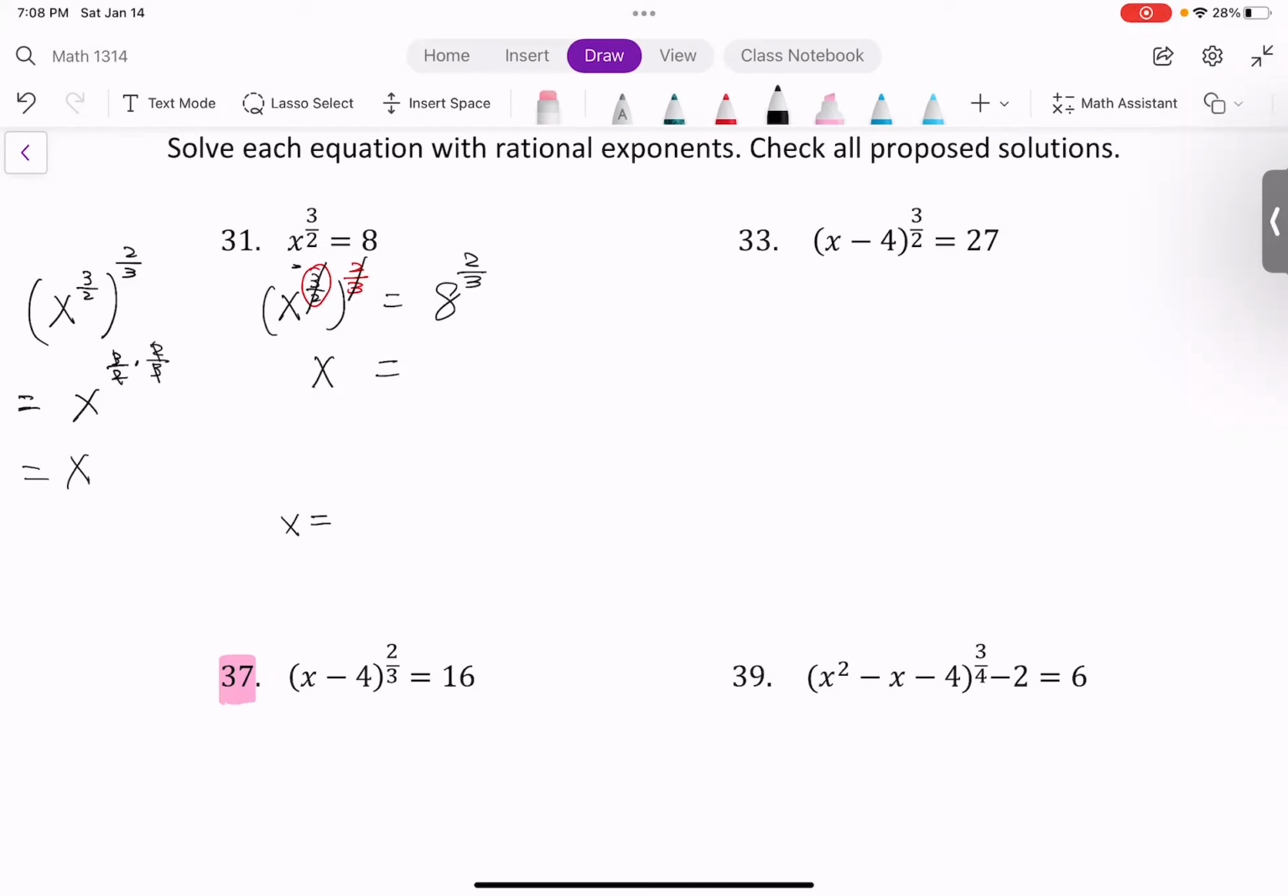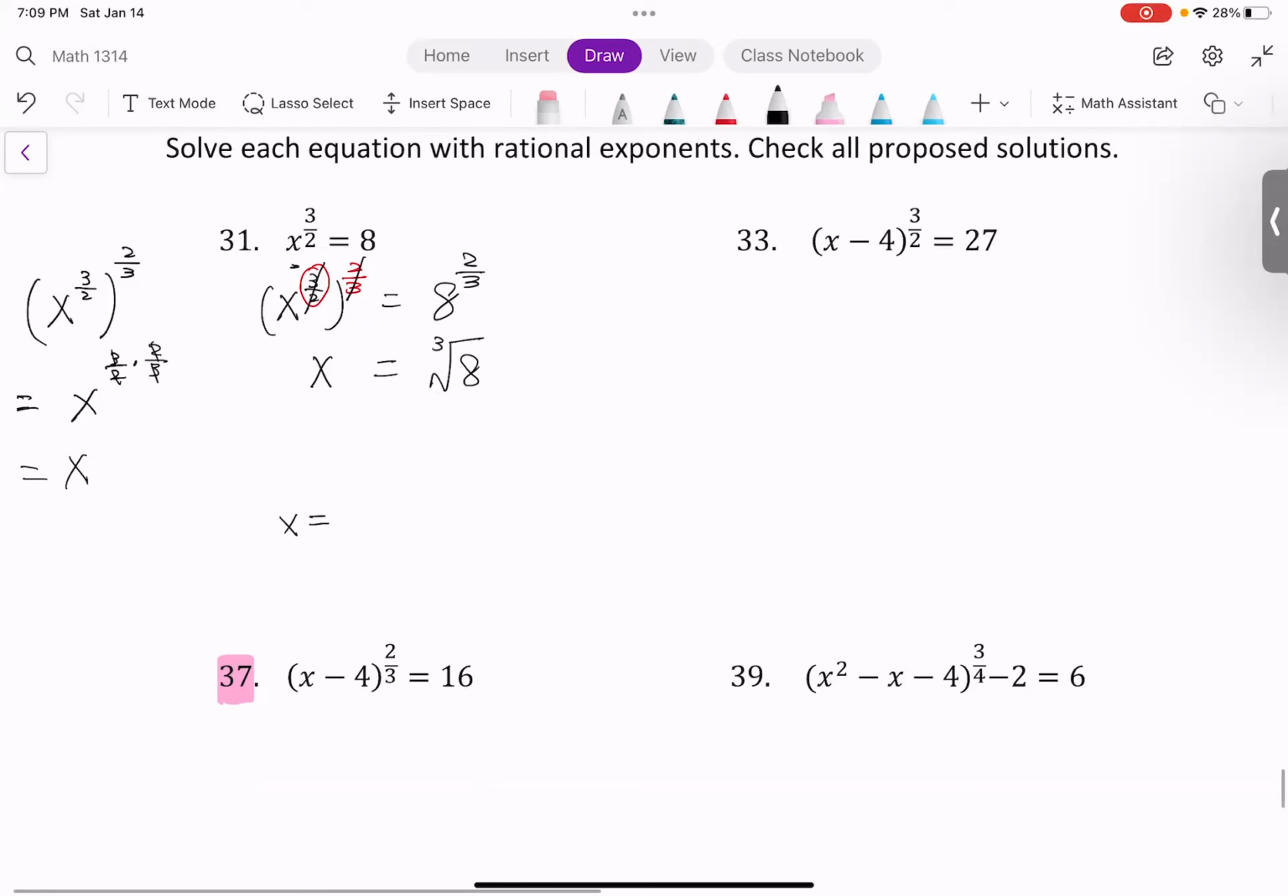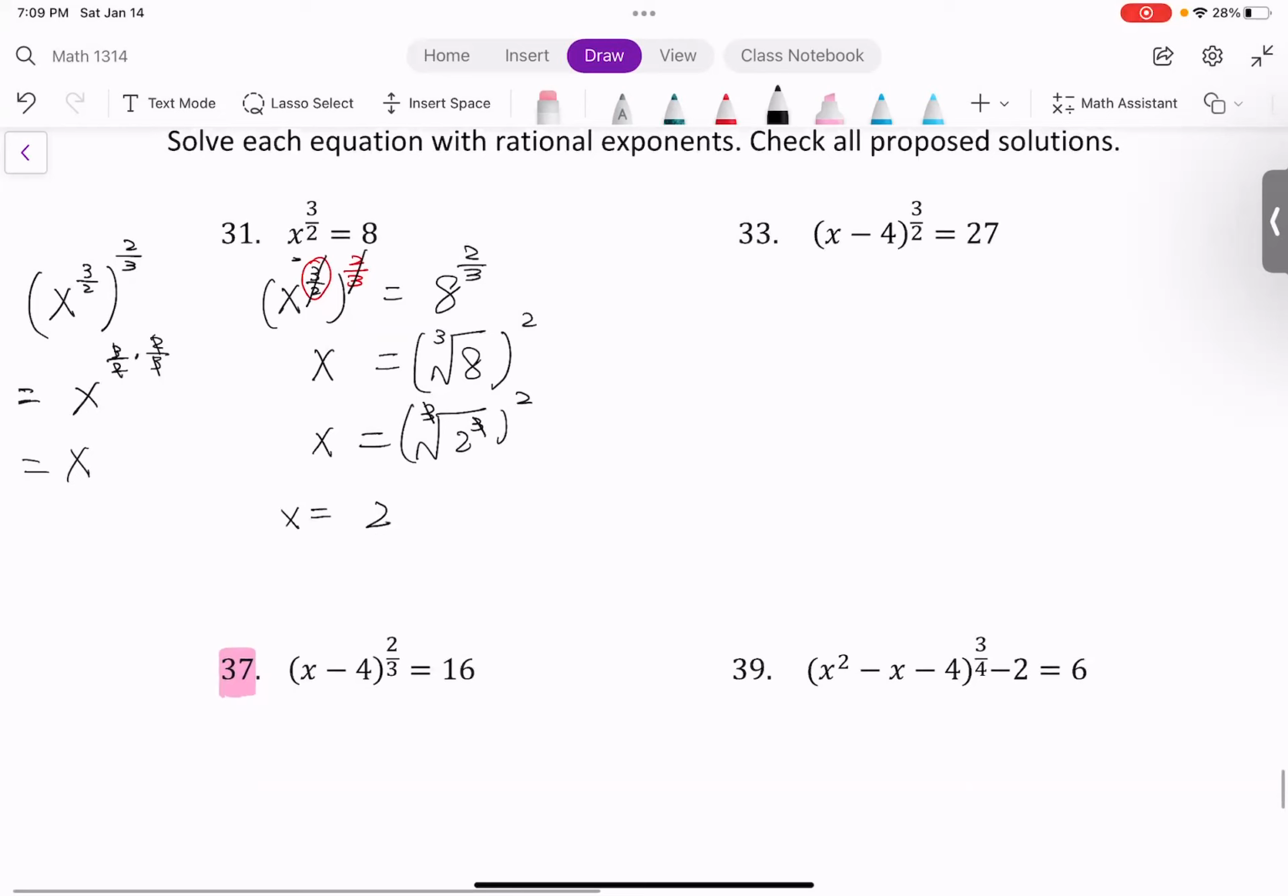x equals 8 to the 2/3. So 8 to the 2/3 means we cube root the 8, then square it. So the 8 is 2 cubed, then we cube root it, square it. Cube root and cube cancel, we have 2 squared. That's 4.